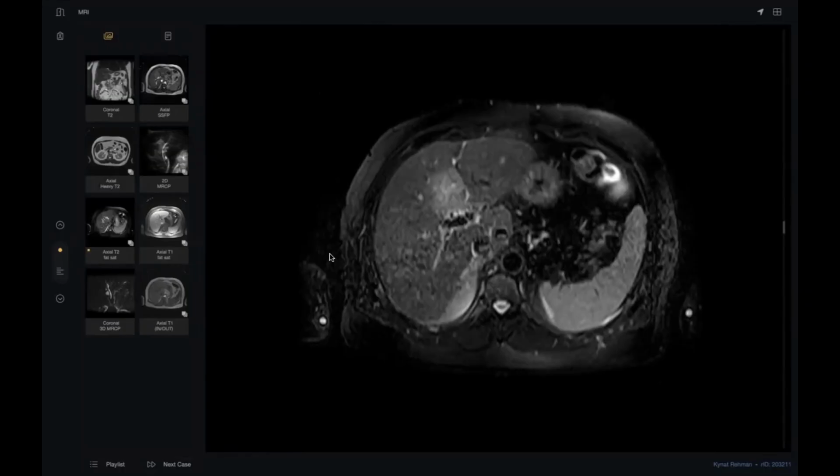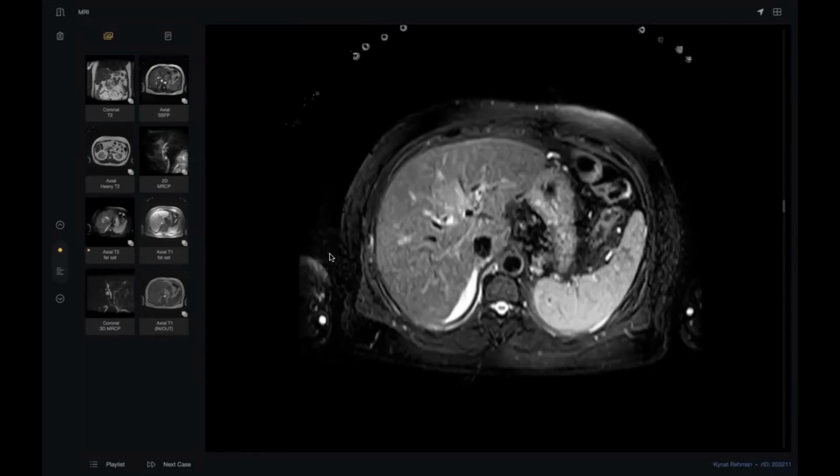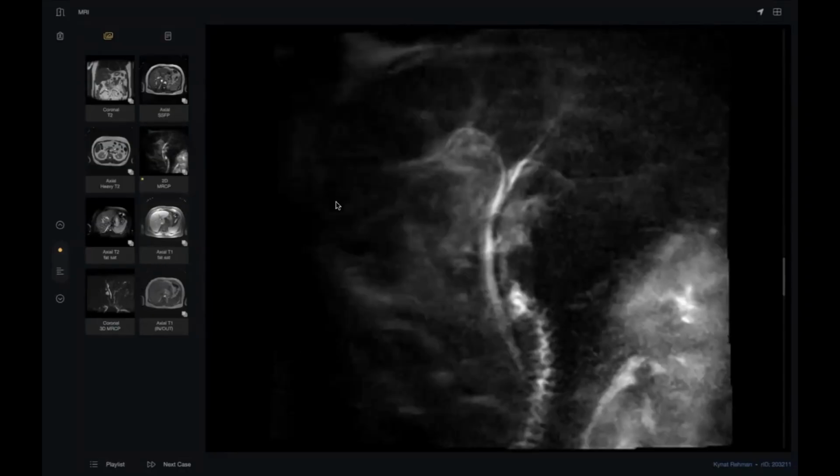This area is hyperintense on T2 sequences, fat-sat, centrally hyperintense and peripherally slightly low. I would like to see the sequential post-contrast imaging to characterize it further, and I want to have a look at the gallbladder once. See, we have MRCP.